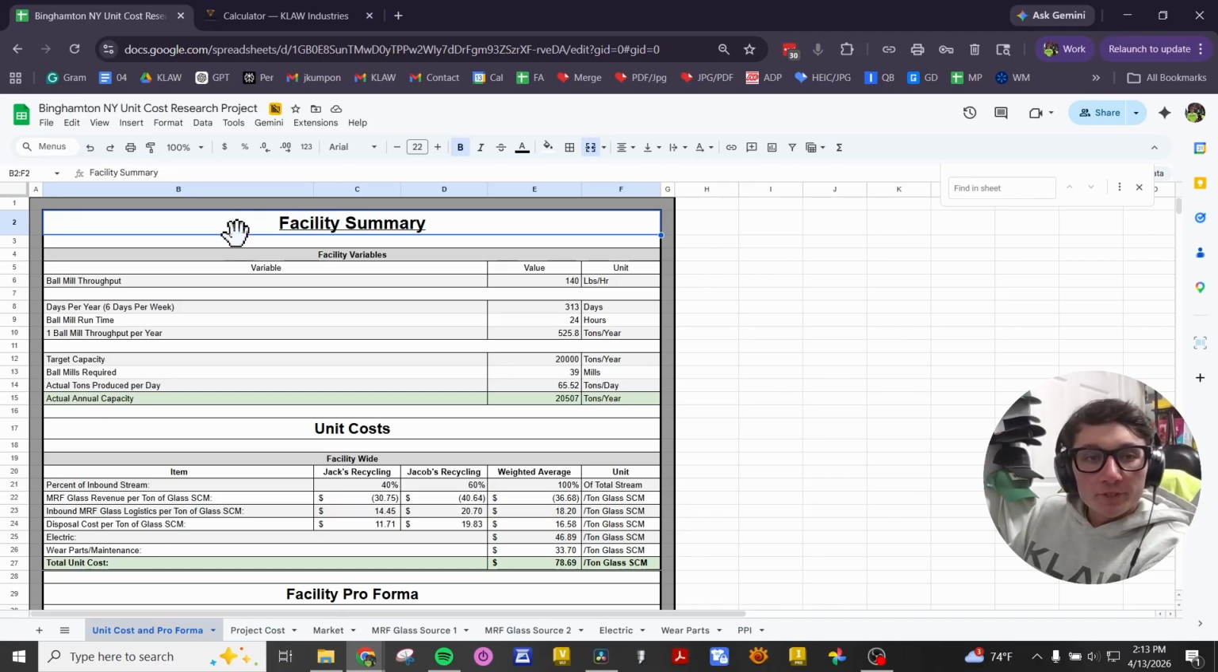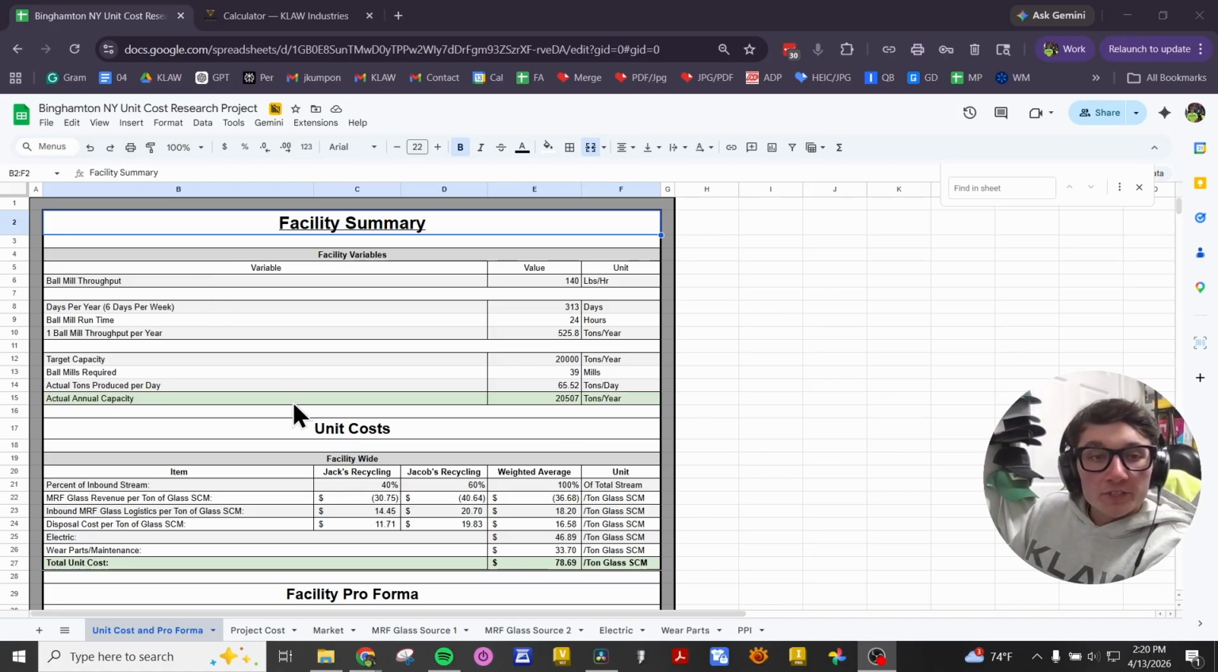Now that we've completed the research project, we now have a facility summary with validated numbers. At the top here, we have our facility variables, and this is going to depend on how you actually want to go about operating this equipment. In this example, we use how we operate our facility today, which is where we run 6 days per week, and the ball mills run 24 hours per day during this operating time, and that's because of the software that these ball mills come with.